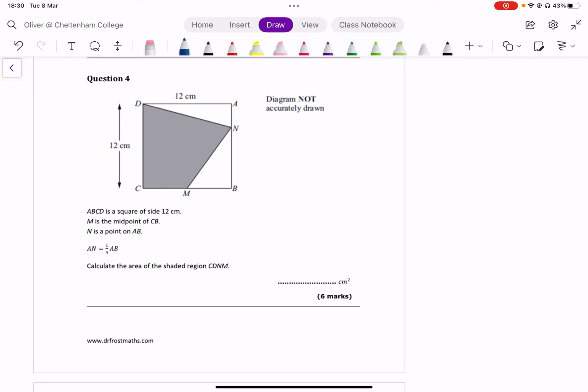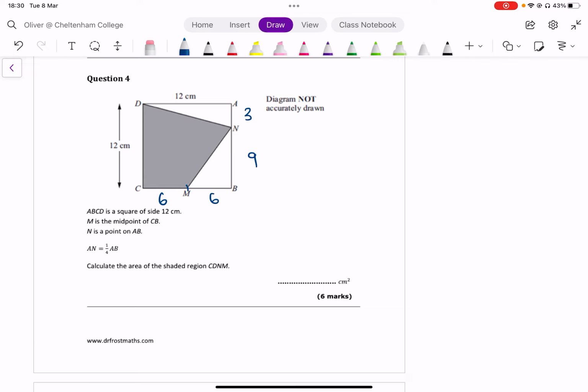Right, AN is a quarter of AB. So this is 1, this is 3 parts here, which means actually in practice that this is 4. No, it doesn't. It means this is 3 and this is 9 here. Do we know that M is the midpoint? We do, so we know that's 6 and that's 6.